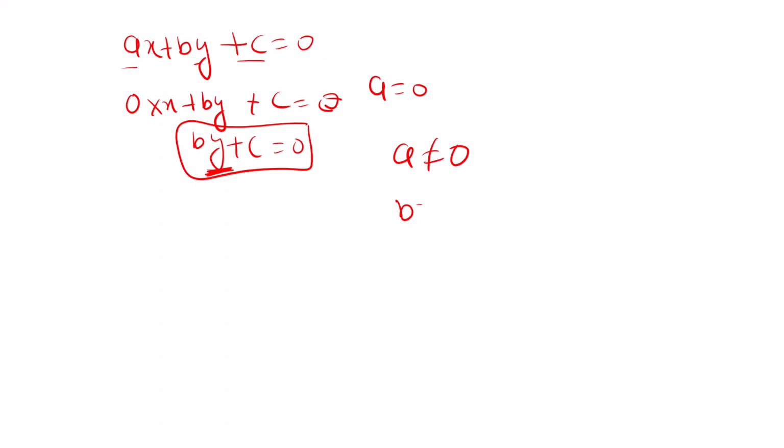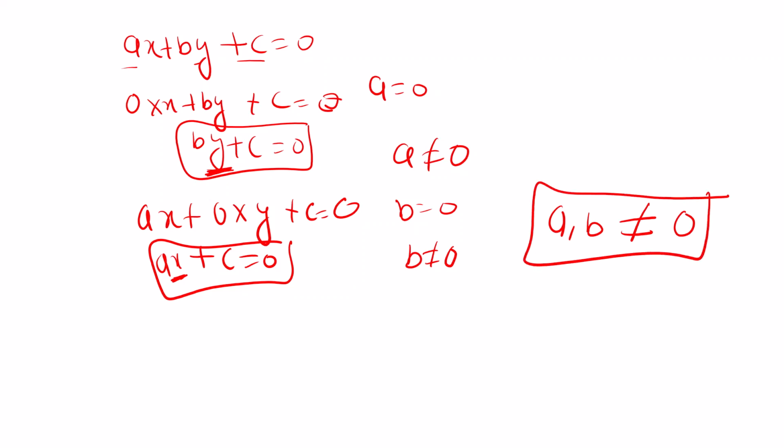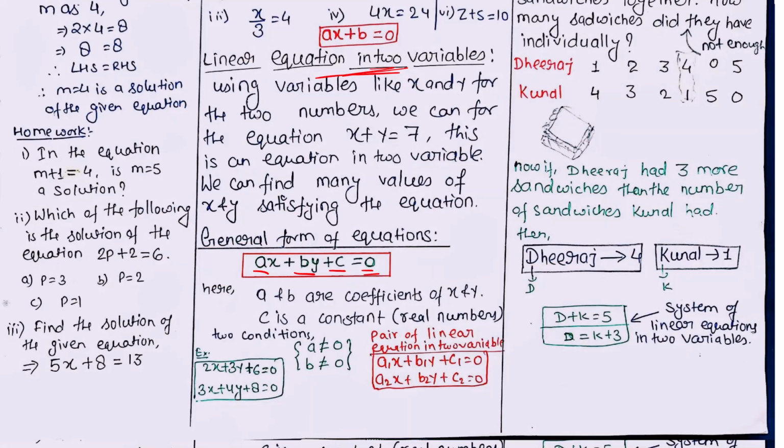Now suppose if I take b equal to 0, then this will become ax plus 0 into y plus c equal to 0. Now 0 into y, this will become 0, right? Any number multiplied with 0 is 0. Here this also becomes an equation in one variable. So it simply means that a and b cannot be equal to 0. Got it? I hope you got this.